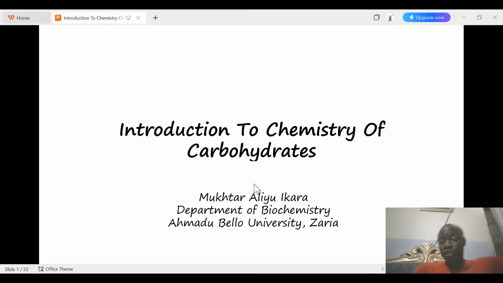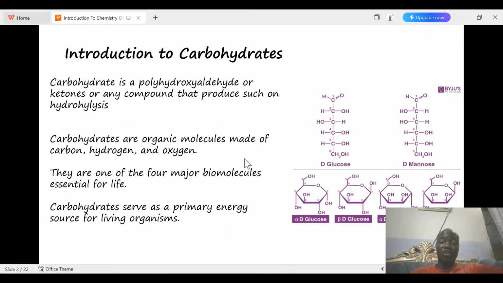And of course, you shouldn't forget from the basic concept of chemistry, when we say chemistry of something, it means that we are dealing with its structure, its composition, and its properties. As you can see, we are going to start with the basic background knowledge of carbohydrate. So, what is carbohydrate, in terms of the chemical nature?